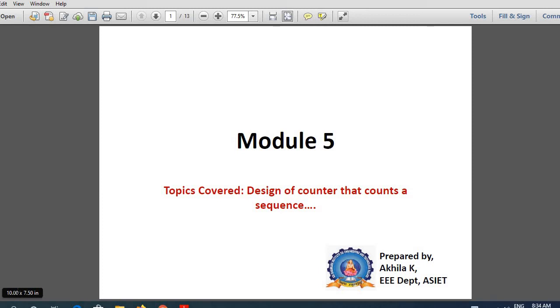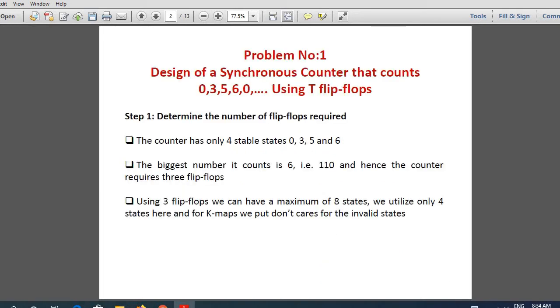Good morning, dear students. We are continuing with module 5 and today we are going to cover topics like design of a counter that counts a particular sequence. Now, this is the first problem that we are going to see: design of a synchronous counter that counts 0, 3, 5, 6, 0 and so on using T flip-flops.